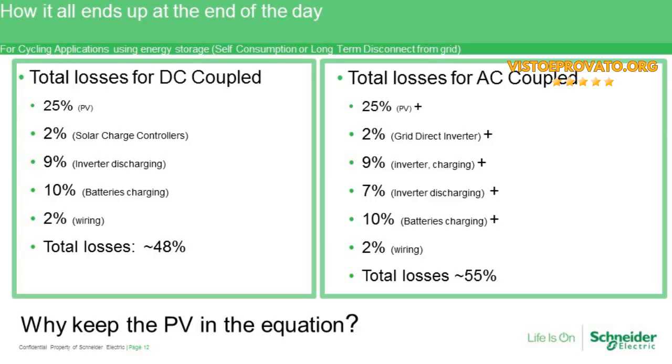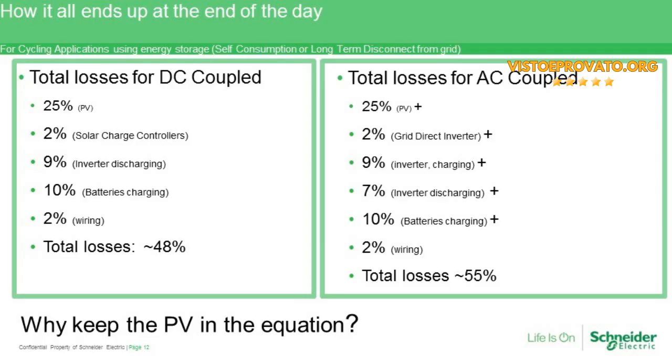So if we did do a Schneider MPPT80 charge controller along with the XW Plus, we'd take 25% for the PV, 2% for the solar charge controllers, and then 9% for the inverter making that conversion. So it doesn't matter if the inverter is discharging the batteries or just converting available DC power off of the array through the charge controller. We're going to lose about 9% there, maybe a little bit less, just depending on voltage. And then finally, of course, we already just talked about wiring, but it is important to leave that number in there with that total loss of about 48%.